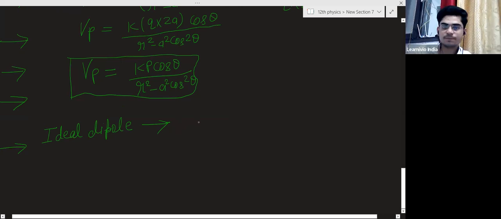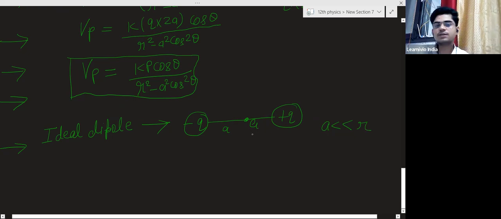So ideal dipole is basically where the distance between the charges is small. So we can say that A is very small, A is very much smaller than R. Okay, so this is the ideal dipole. This distance may be in picometer, and this will be in centimeter. So compared to this, the distance is very small.